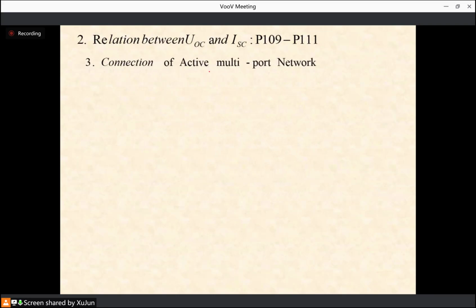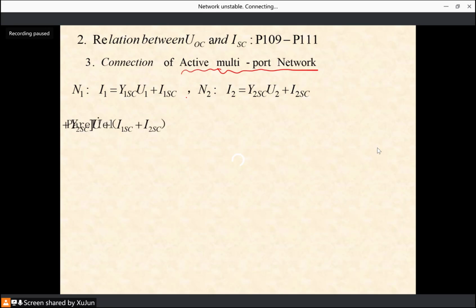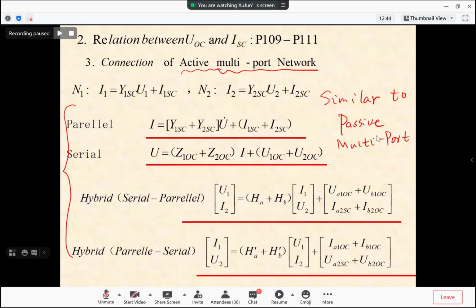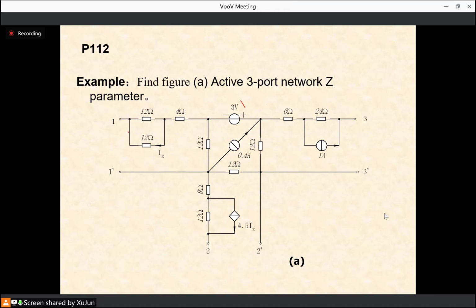The connection of the active multi-port network. If the multi-port network contains source inside, when we parallel N1, N2, so we add them. We won't give more details. We just introduce an example. Look at this figure. Active. The active means the source inside. 3 port. Port 1, port 2, port 3.